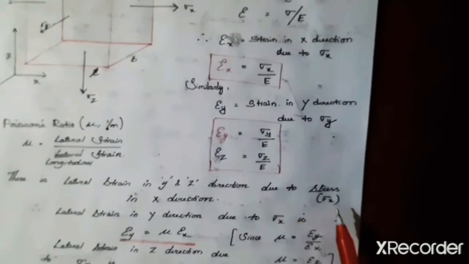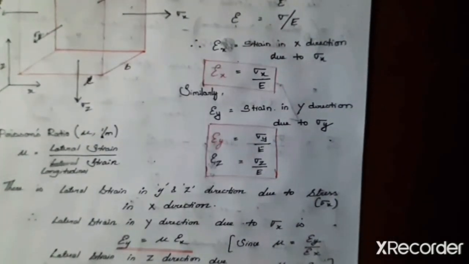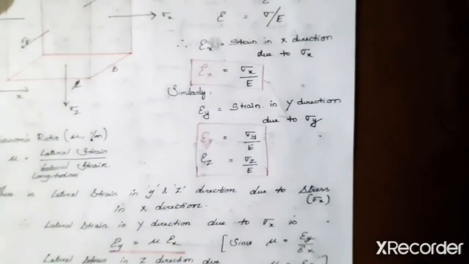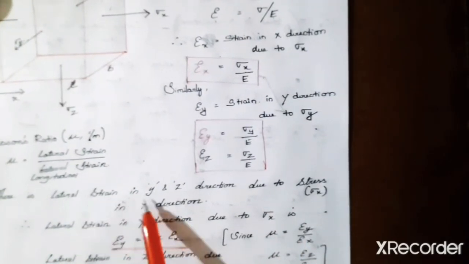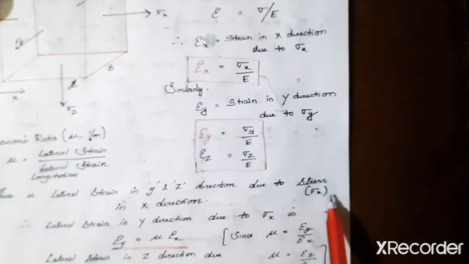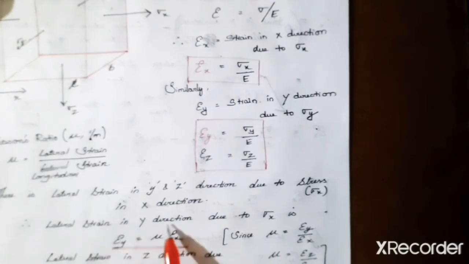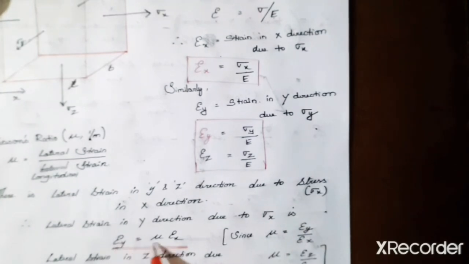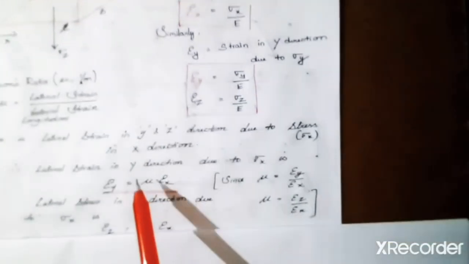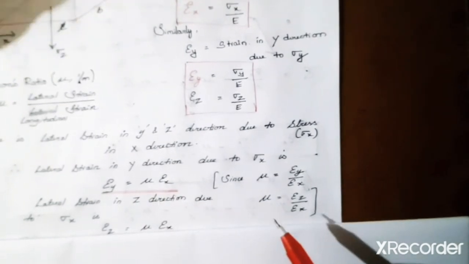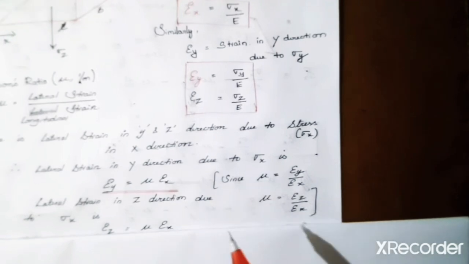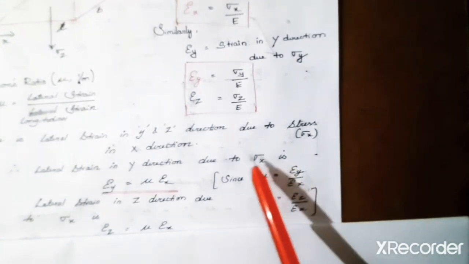Okay, so now as you see here, we can write the expressions for lateral strain in y and z direction due to sigma x in x direction. Okay, so how do we write? So lateral strain in y direction due to sigma x is epsilon y equals mu into epsilon x. So how did I get that equation? It is simple. Okay, so for now just forget about sigma y and sigma z. Just only think about sigma x.